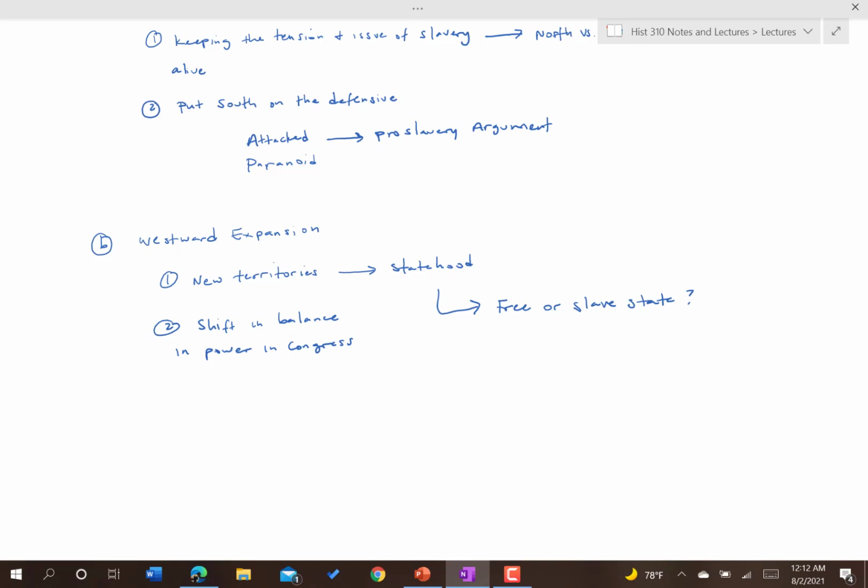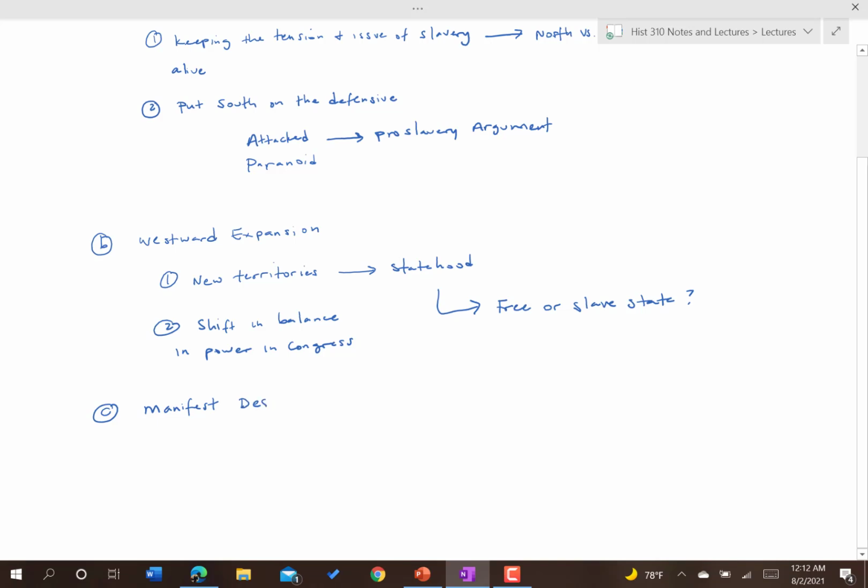And so it kind of kept this balance of power in Congress, at least how it was seen. And so then the fear was that with each new territory that was coming in and becoming a state, it had what was seen as real political consequences if it was free or slave.